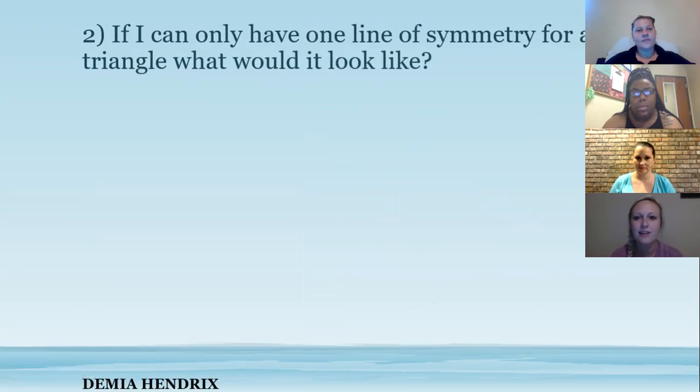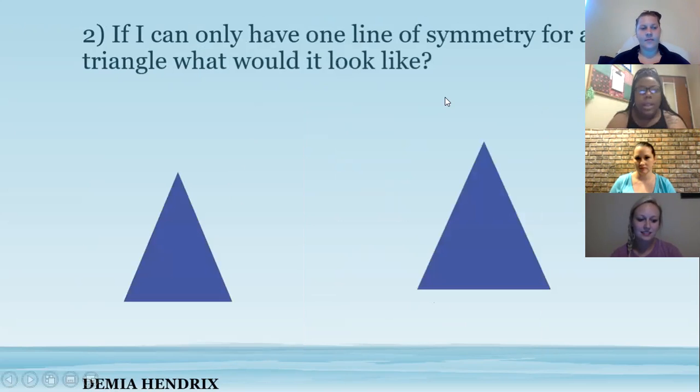Demia, if I can only have one line of symmetry for a triangle, what would it look like? Okay, first I'm going to show you two triangles. On the one on the left, we're going to have a line of symmetry going through the middle, going horizontal. And on the one on the right, we're going to have the same line going up and down. Basically, for a line of symmetry to be correct, it's like you're going to have a piece of paper and fold it in half.